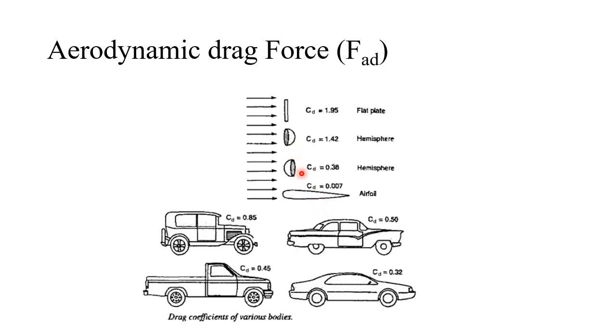There are two types of hemisphere. If it is facing like this, and the airflow is towards this hemisphere, then it is 1.42, and if it is on the other side, you see it is reduced, it is 0.38. And if it is an airfoil, then it is the minimum drag coefficient, which is 0.007. That is how some of the bodies are designed, and that is why most of the cars are shaped like this, because of the drag coefficient.